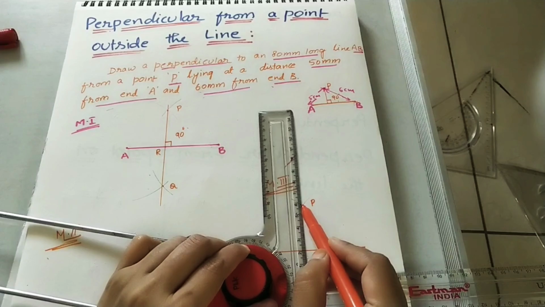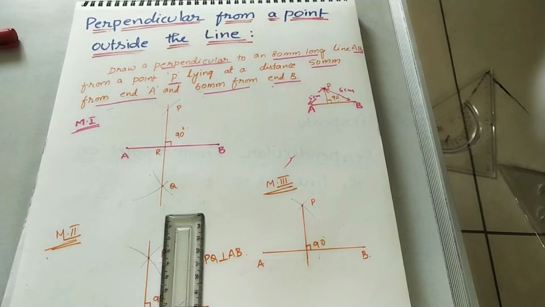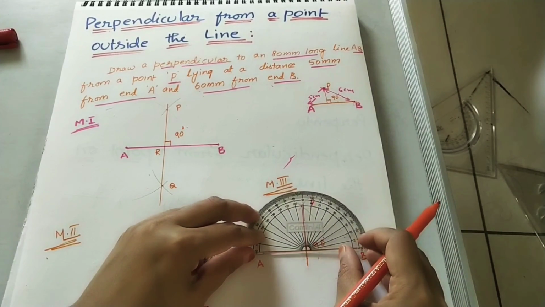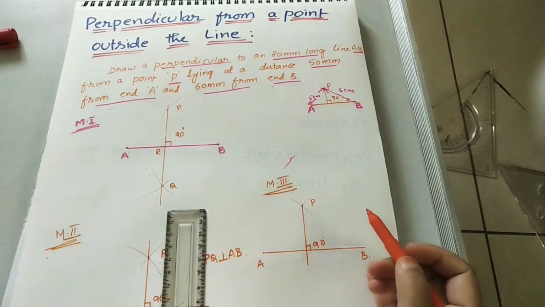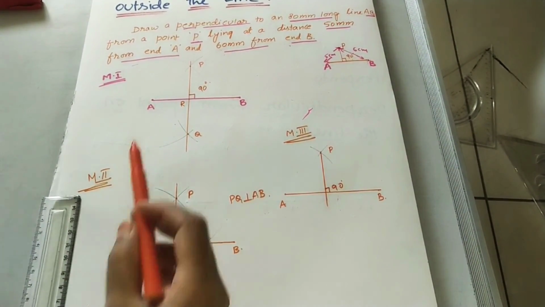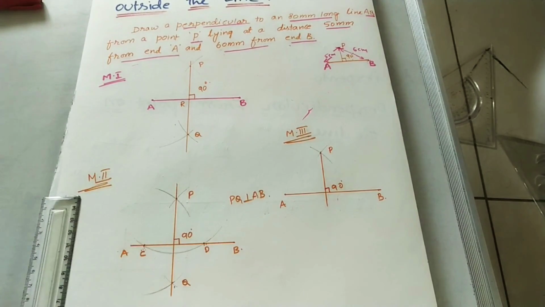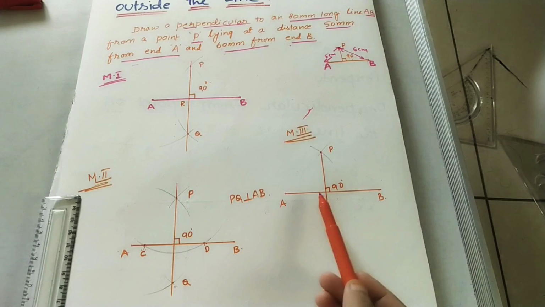Now you have to draw the perpendicular with the drafter. Do the perpendicular line with the drafter. This is 90 degrees. Check whether it is 90 or not by using this protractor. So this is 90. These are the methods of drawing the perpendicular line on a given line from an outside point. These two methods are by using the compass, and this method is by using the drafter.